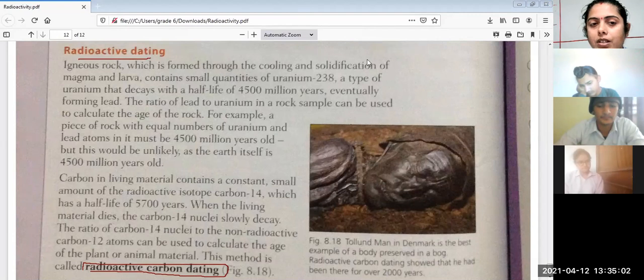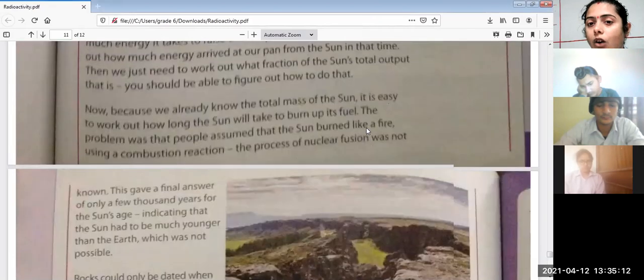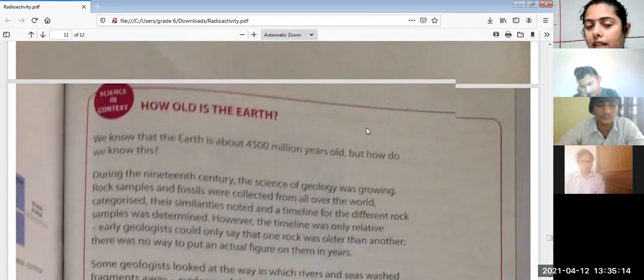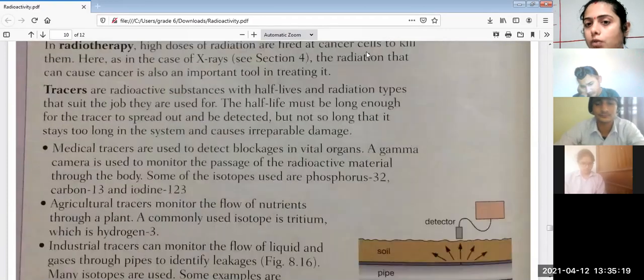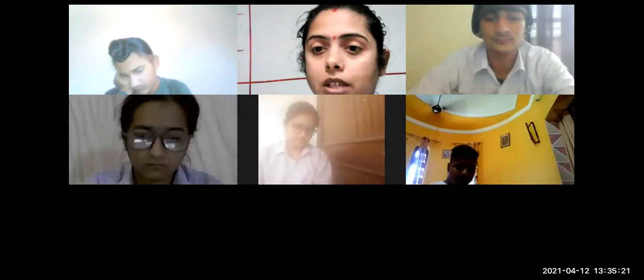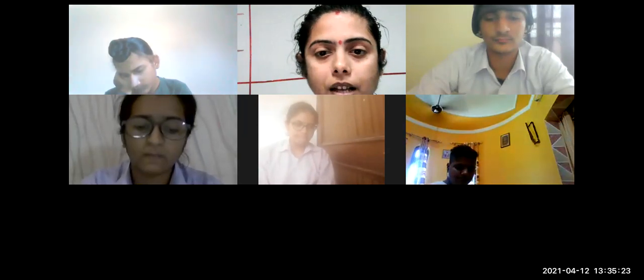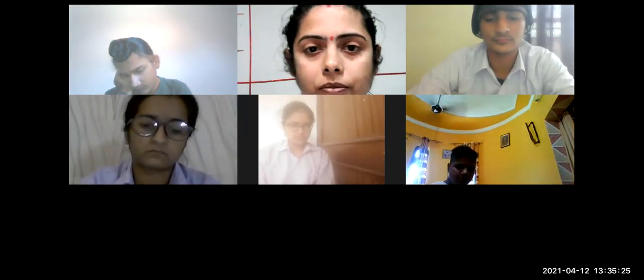Fine. So the main concepts in this chapter are what radioactive decay is, what the half-life is, and how we balance the equations. Then come the safety precautions and the uses where we are using these radioactive materials. Hanji. Any question?